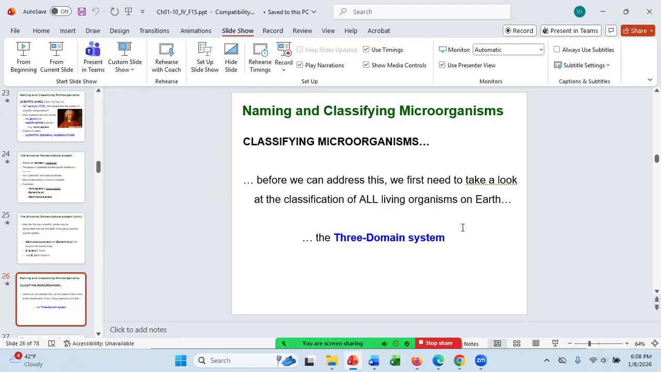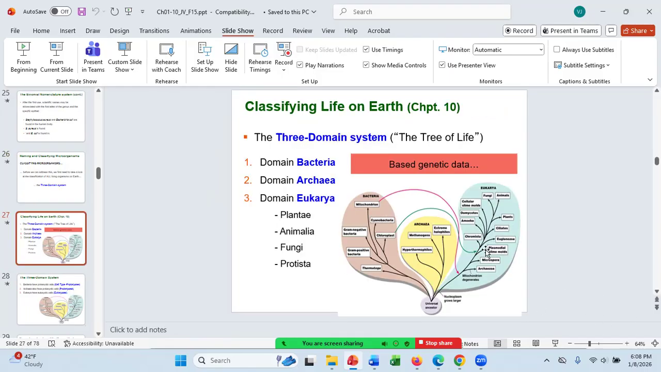We divide all living organisms into the very first classification, the three-domain system, where you can classify all living things into a domain. The domain bacteria, the domain archaea, also called the archaebacteria, or the domain eukarya. The domain is actually defined based on the genetic data of the organism.